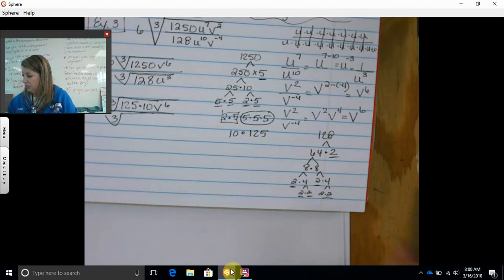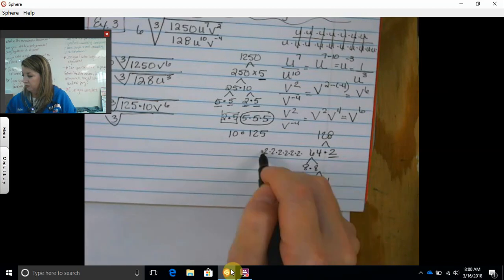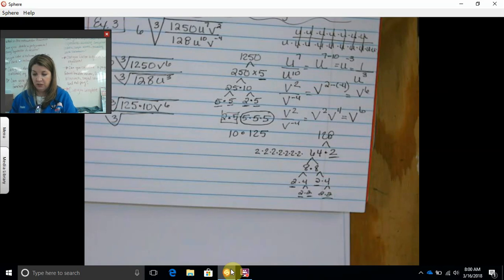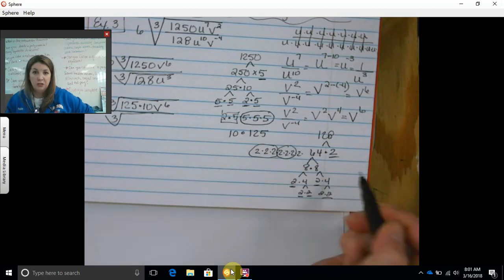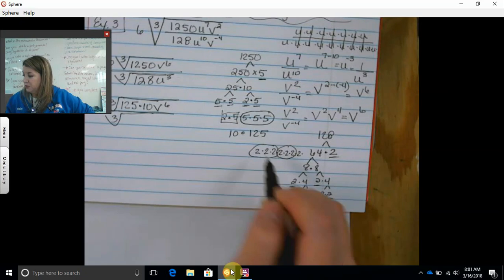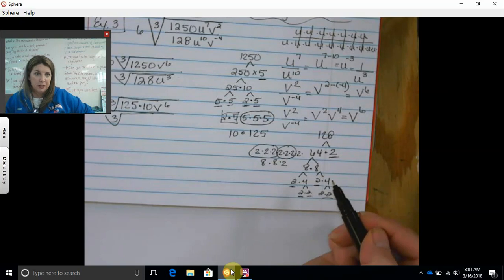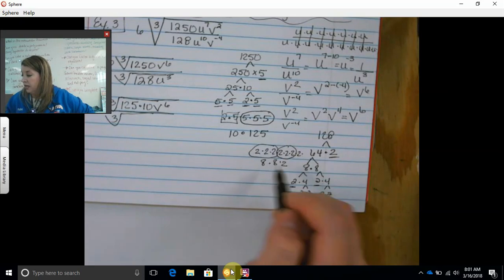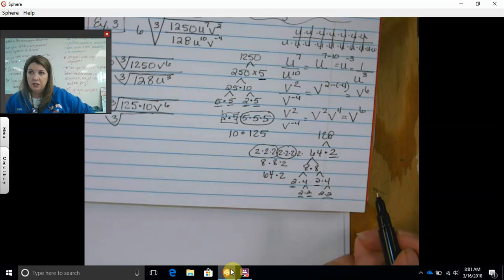So I have 1, 2, 3, 4, 5, 6, 7 2's. Just double check. 2 to the 7th power is 128. And I'm looking for groups of 3 of the same factors. I've got 2 groups of 3. So 2 times 2 times 2 is 8. 2 times 2 times 2 is 8, and then times 2. If I multiply a perfect cube times a perfect cube, the result's going to give me a perfect cube as well, okay? So instead of confusing us, we can go ahead and multiply 8's together because they were both perfect cubes. And didn't we say earlier that 64 was a perfect cube?